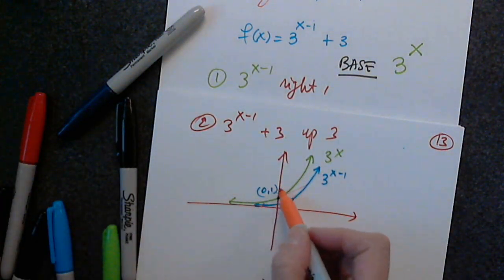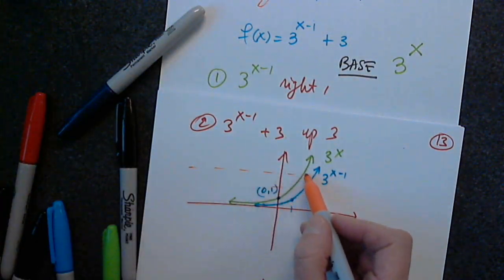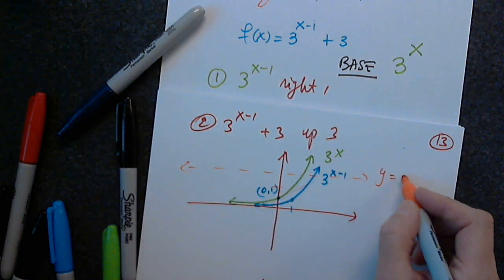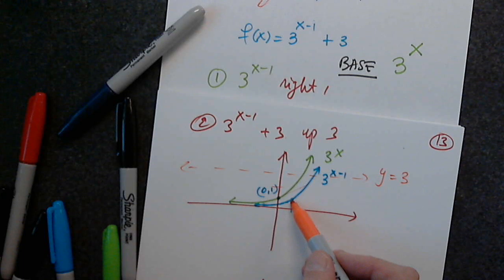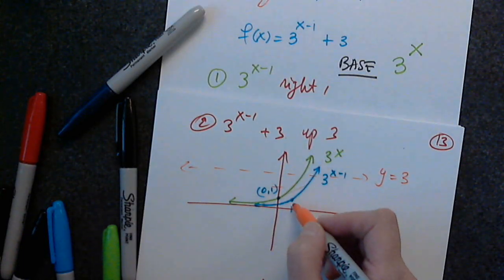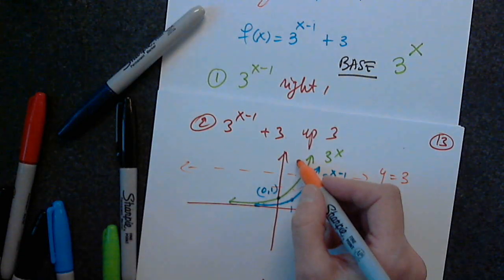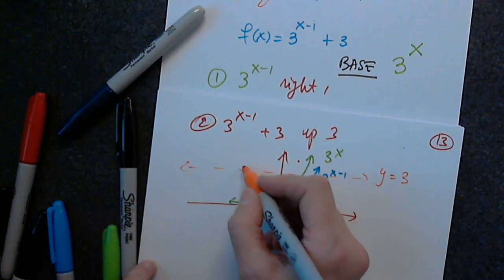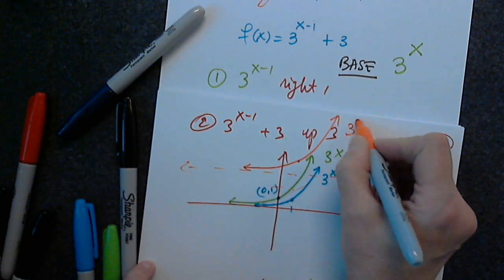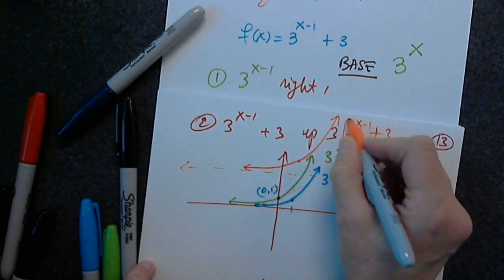So 1, 2, 3. 1, 2, 3. So now this is y equals 3. And this point moves up here 3 units up. 1, 2, 3. So this is the graph. This is 3 raised to x minus 1 plus 3.